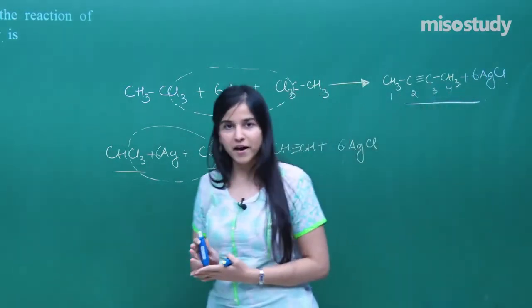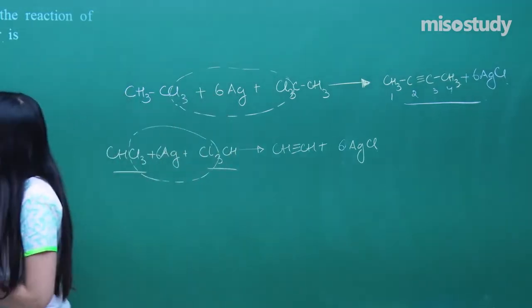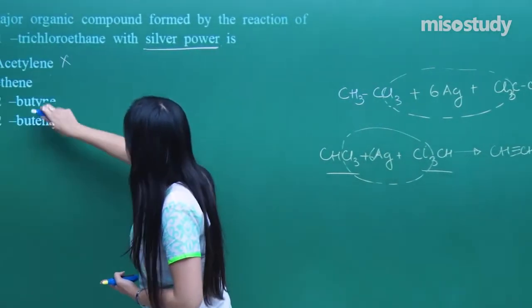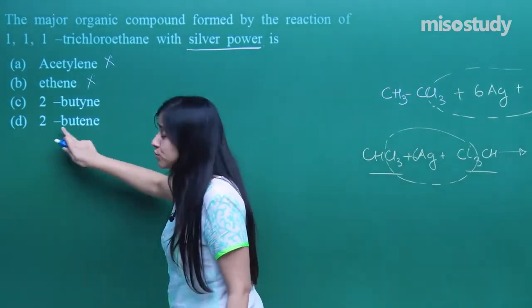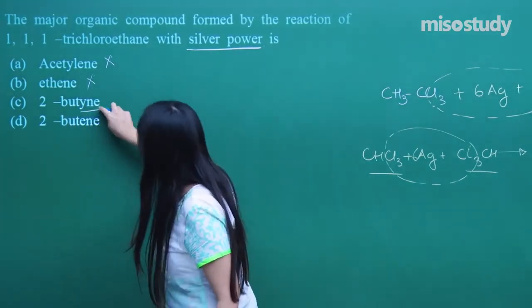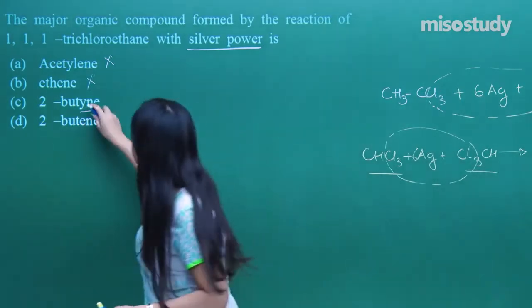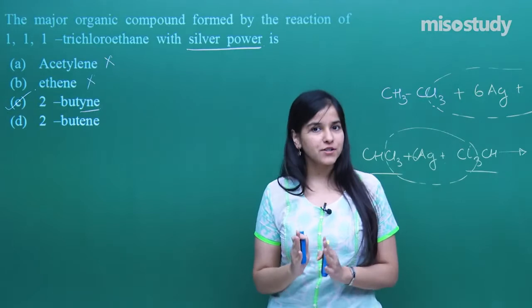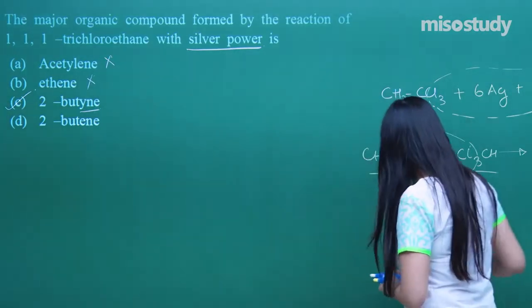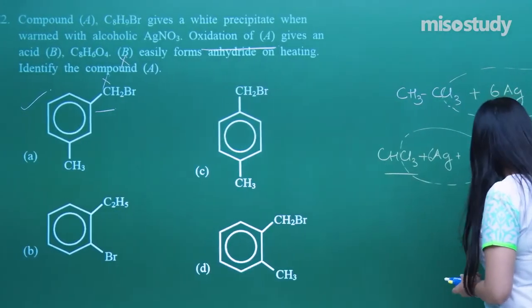So let us just try to match our answers. So acetylene, it is not the product. Ethene, again not the product. But-2-yne, but-2-ene. So we have got yne, that means we have got an alkyne. C is the correct option. I hope everybody has followed the reaction. So let's just move on to the next question. What do we have?